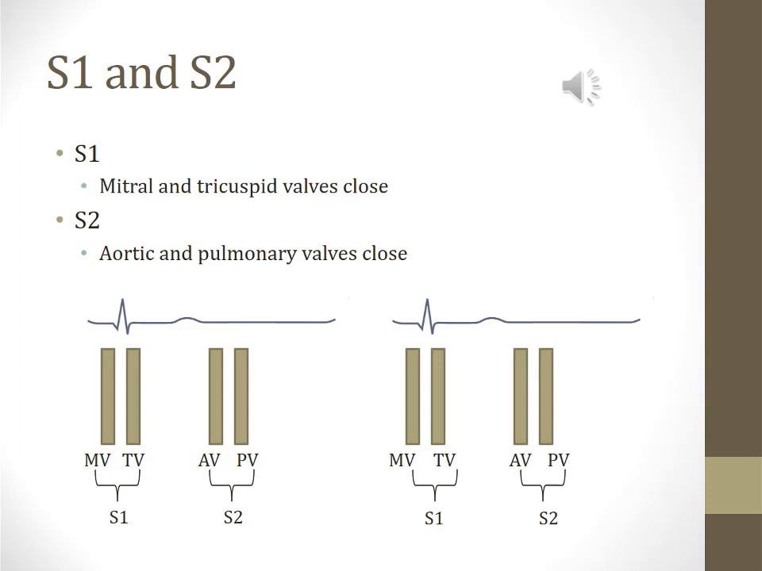The two components of the first heart sound S1 are the mitral and tricuspid valves. When they close, those sounds make up S1. The two components of S2 come from closure of the aortic and pulmonary valves.